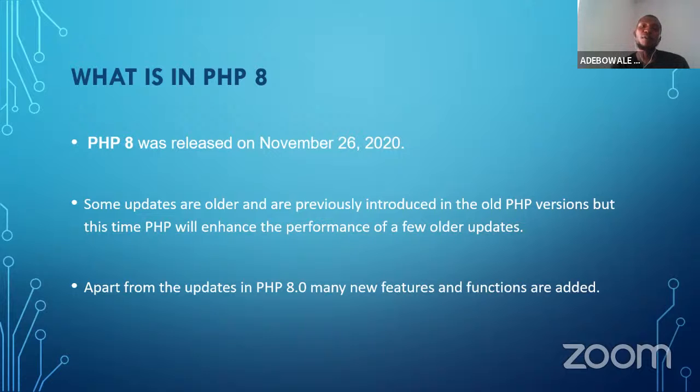It might happen in the future that we have a higher version than 8. It might be 9, it might be 10, and so forth. So when you have a change in the first part of the semantic versioning, now you know it's a major release. And this was actually released on November 26, 2020. That's over a year ago now.